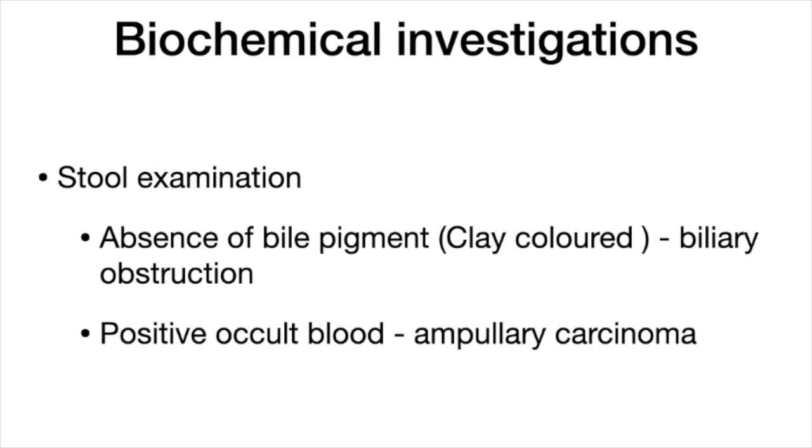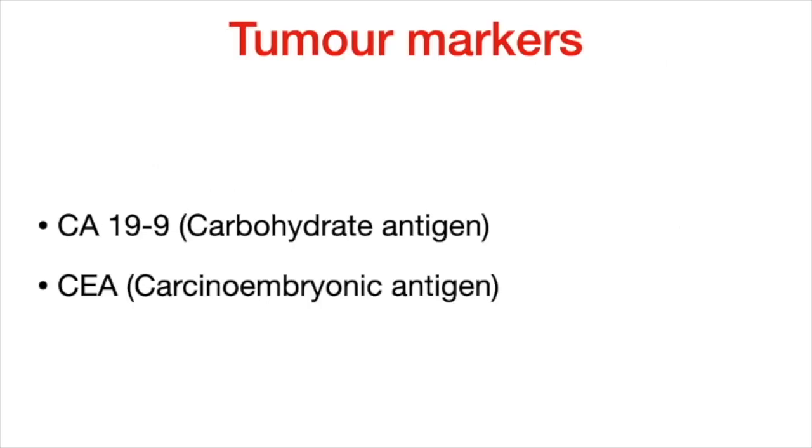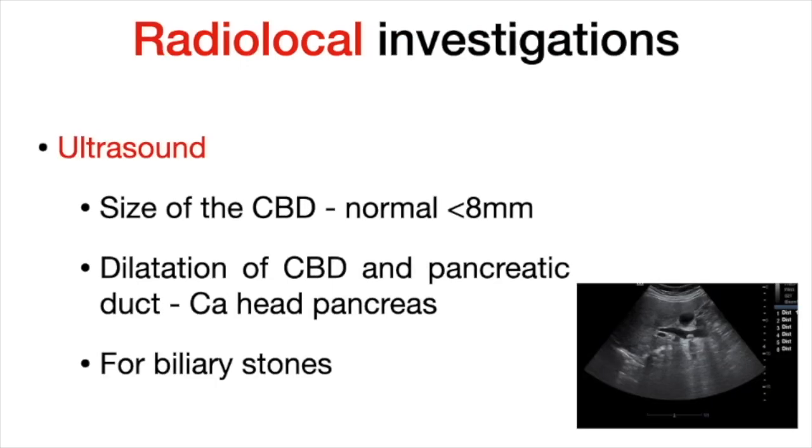It indicates the biliary obstruction. In periampullary carcinoma, there will be a positive occult blood stool. These are the two tumor markers: one is CA 19-9 and the other is CEA. CA 19-9 is usually elevated in carcinoma of the head of the pancreas, and CEA is usually elevated in cholangiocarcinoma.